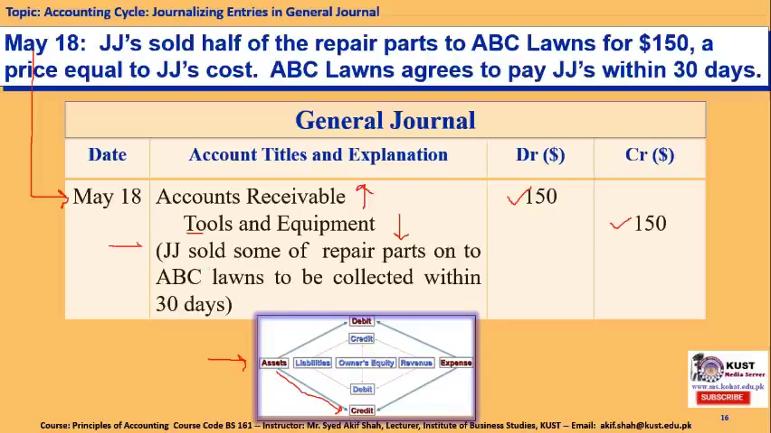And finally, the narration states that JJ sold some of the repair parts to ABC Lawn Mower to be collected within 30 days, at original cost. It means that the amount at which JJ purchased the parts, they have charged the same amount to ABC Lawn Mower. So this is the way you are going to record the economic transaction in a formal journal format.